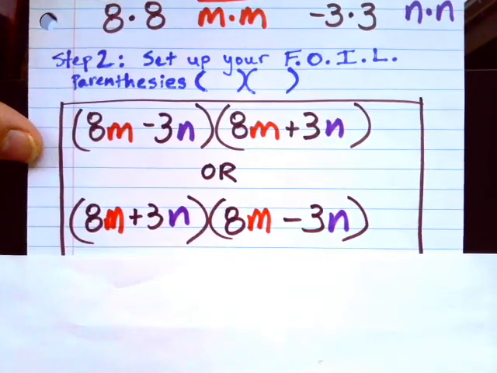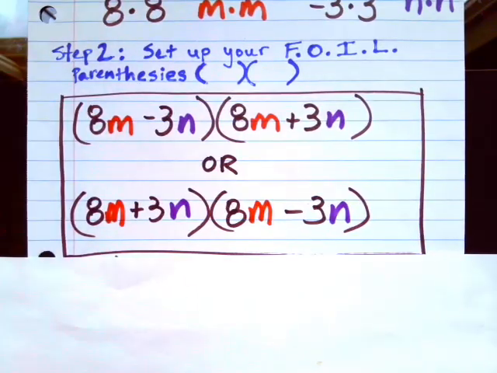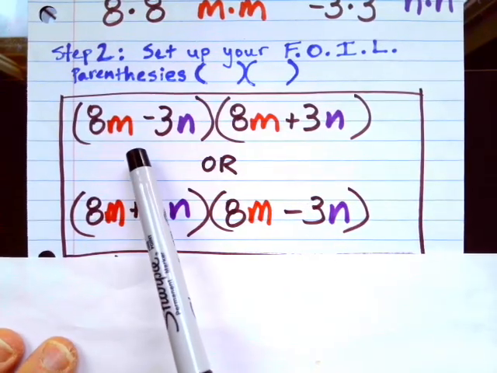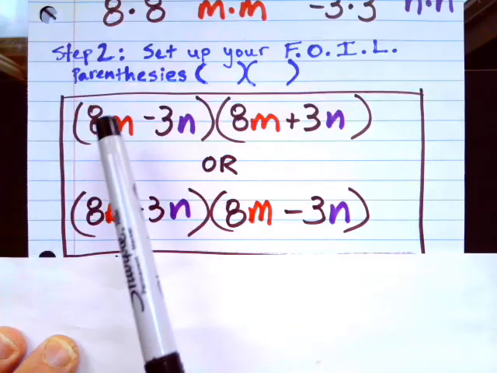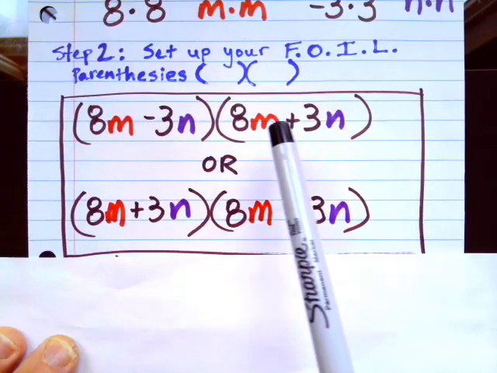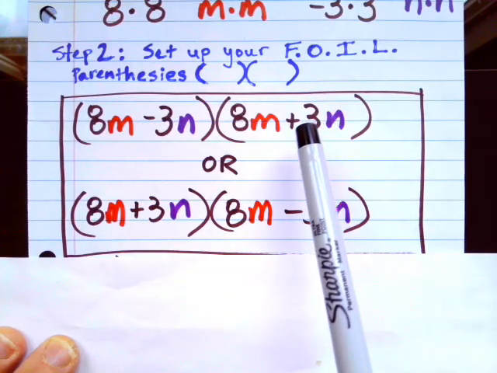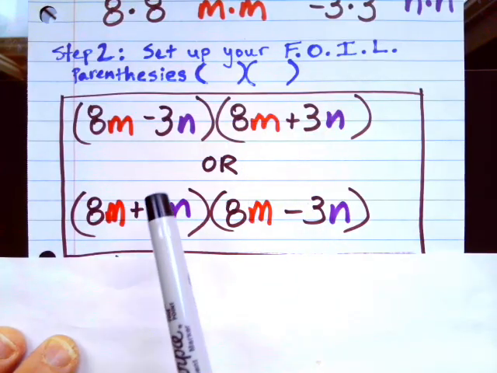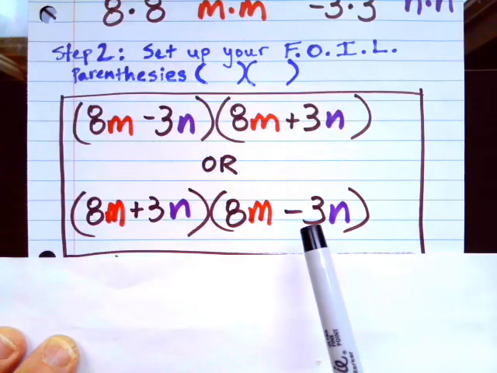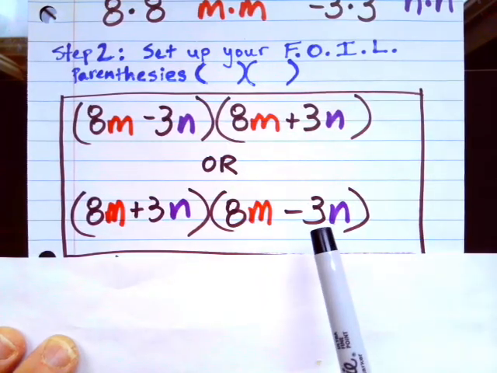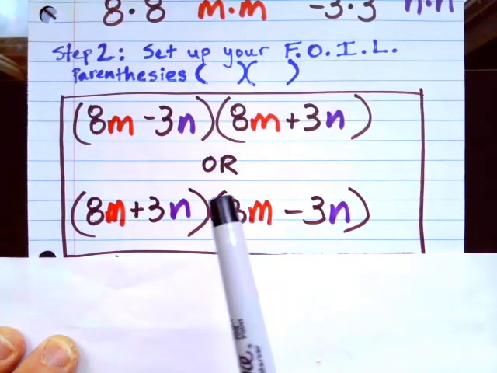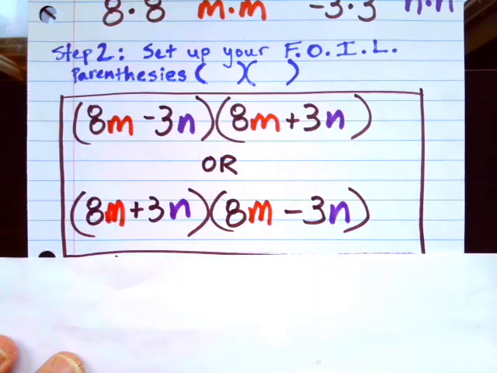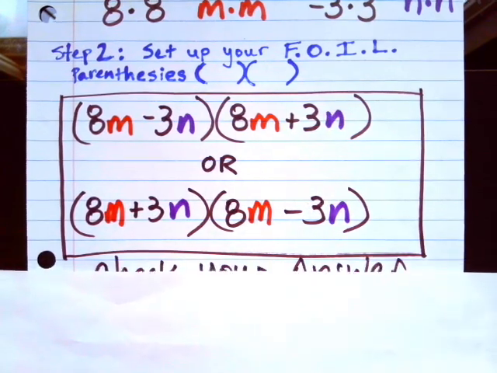Okay. Now, what I want to show you here is that you can put 8m plus that negative 3n here, and then the other term will go here. Or you can take this term here and you can put the plus 3n here, starting in the parentheses, which would just mean the other term inside the parentheses would go here. You can write them either way. Both mean the exact same thing.